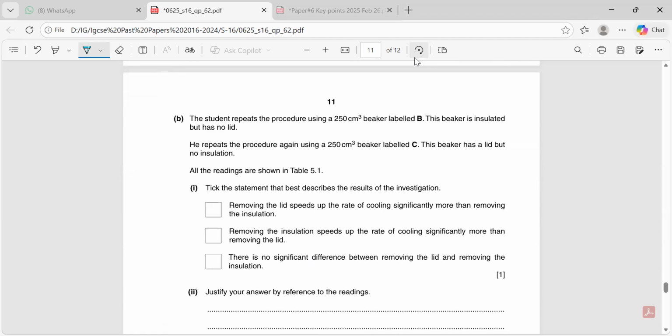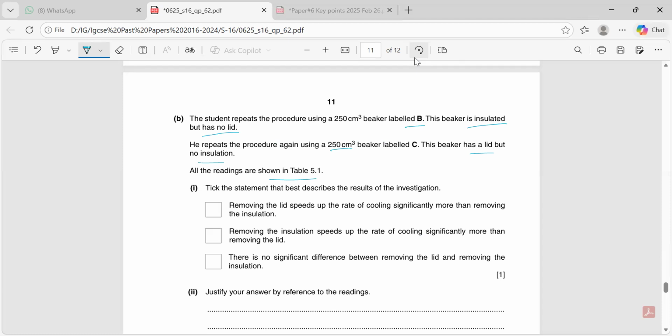Now let's move forward. The student repeats the procedure using a 250 centimeter cube beaker labeled B. This beaker is insulated but has no lid. Then he repeats the same again with a 250 centimeter cube beaker C. It has a lid but no insulation. All the readings are shown in table 5.1. Tick the statement that best describes the results of the investigation.